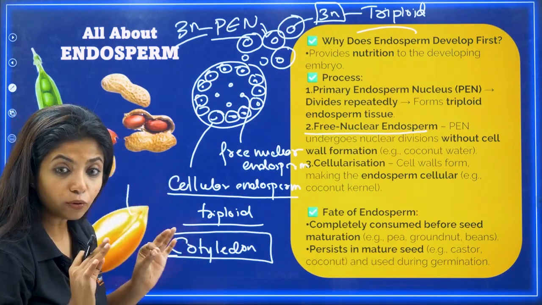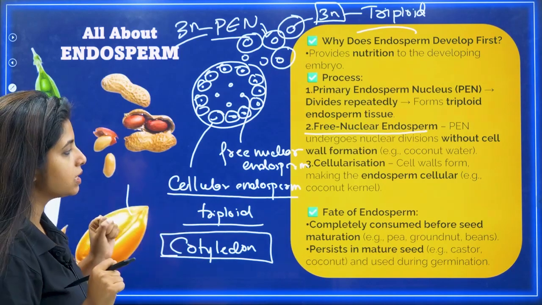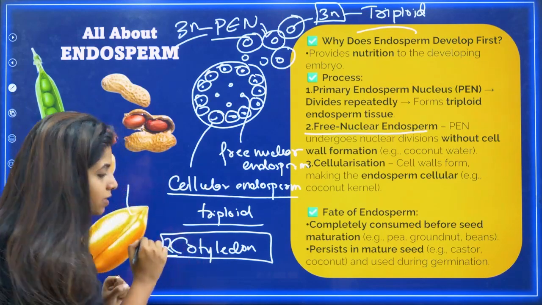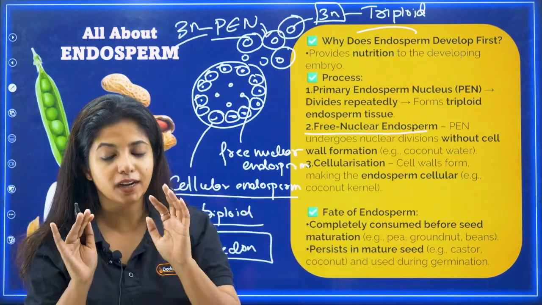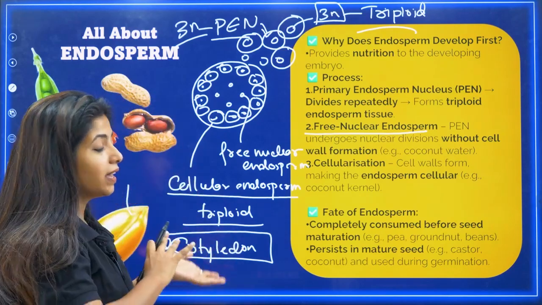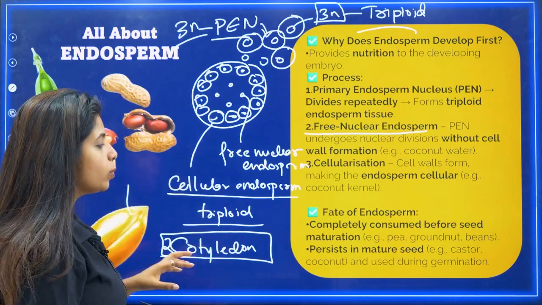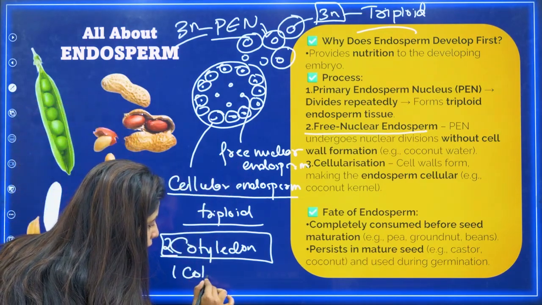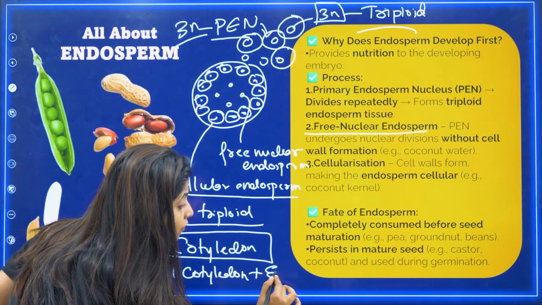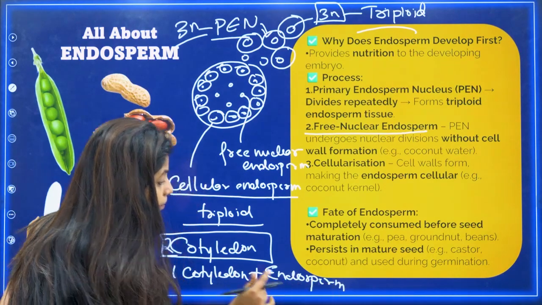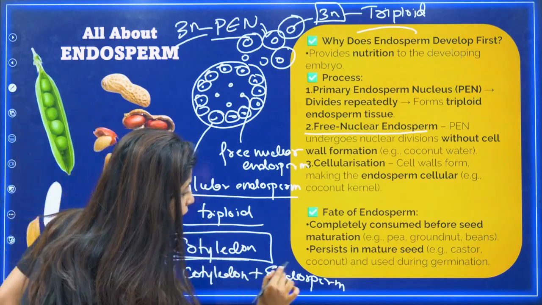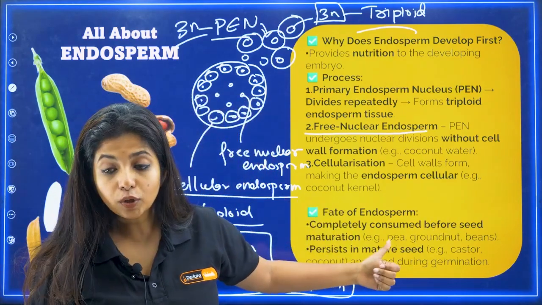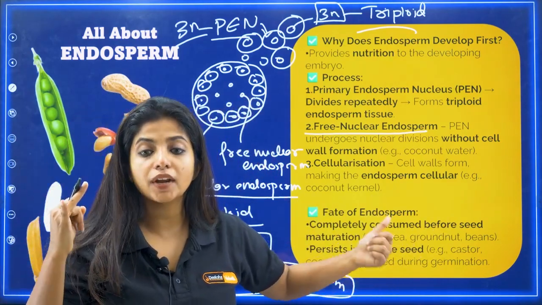There are a few seeds in which you can see that the endosperm is completely consumed to form 2 cotyledons, one over here and one over here. You will get a picture of it later on. Now there is another set of plants in which they do not completely utilize the whole endosperm. So they make just one cotyledon and they still have a little amount of endosperm persisting right there. So you have 2 scenarios. One is completely consumed before seed maturation. Where do you see it? You see it in pea, groundnut, and beans.